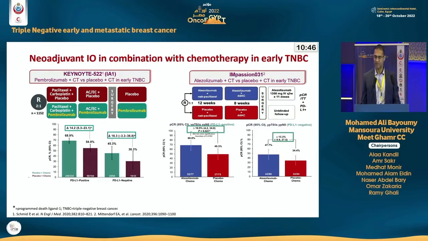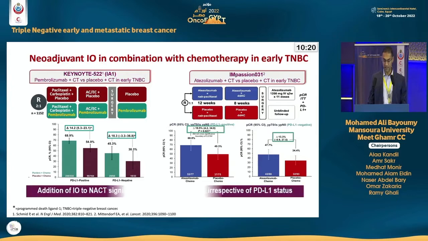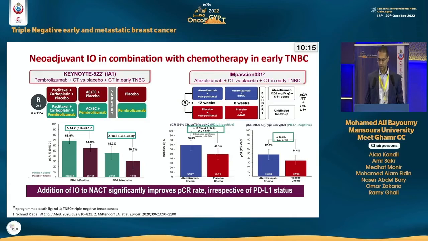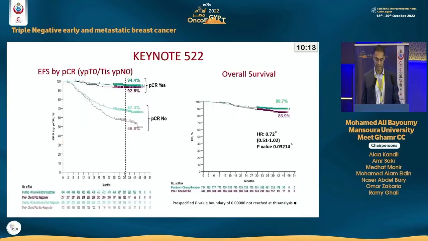And this benefit was maintained in either PD-L1 positive or PD-L1 negative patients. Because again, I mentioned that in the early stage of the disease, you can have a good immunogenic environment in the tumor, so you can give immunotherapy regardless of the PD-L1 expression if you need to achieve a very nice pCR, which is one of the surrogate markers for the outcome in triple-negative breast cancer. So addition of IO to the neoadjuvant chemo can improve the pCR irrespective of the PD-L1 status.